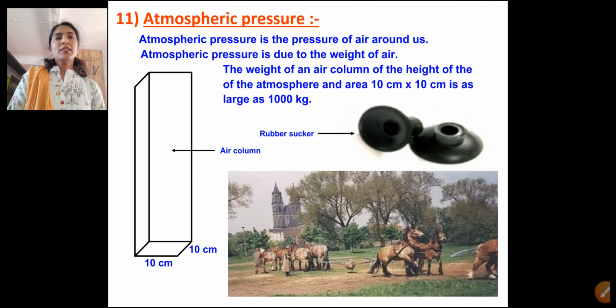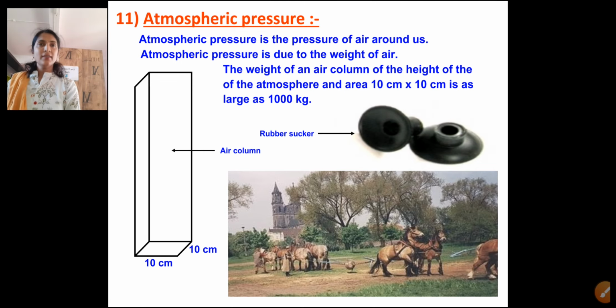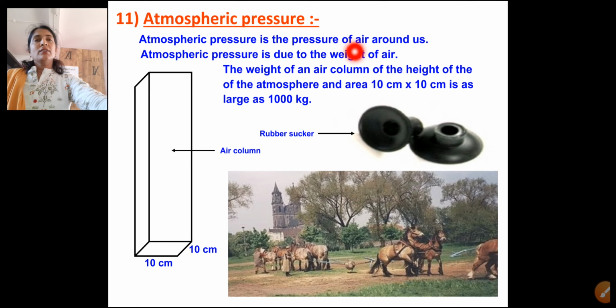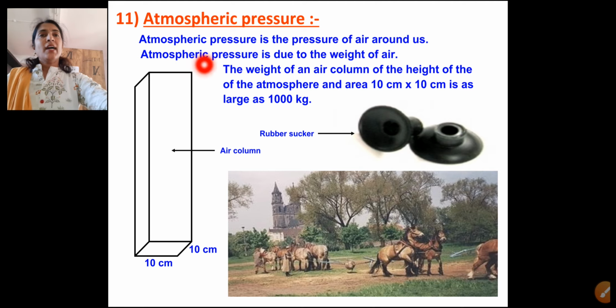Atmospheric pressure. Now see here, in the atmosphere we know that air is present around us. Everywhere there is air, and that air also exerts pressure on each and everything. Now, what does atmospheric pressure mean? Atmospheric pressure is the pressure of the air around us. Around us the air is present, so that air exerts pressure, and that pressure is called atmospheric pressure. Atmospheric pressure is because of the weight of air, because we have learned that air has mass.